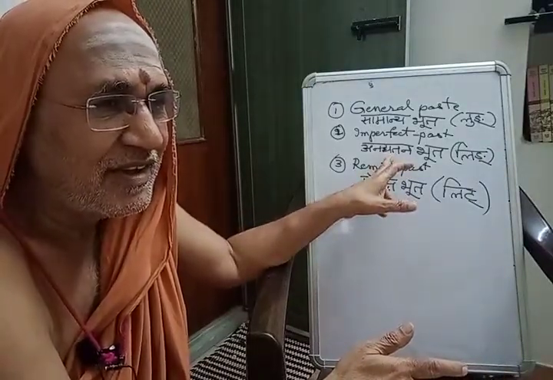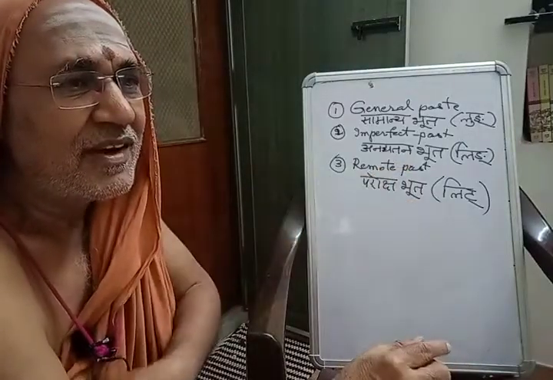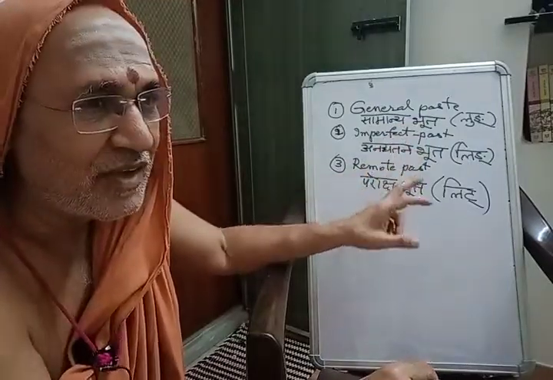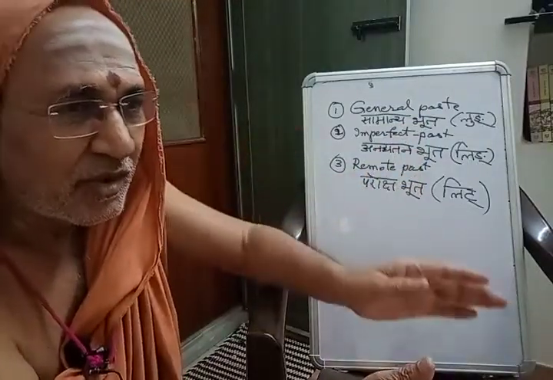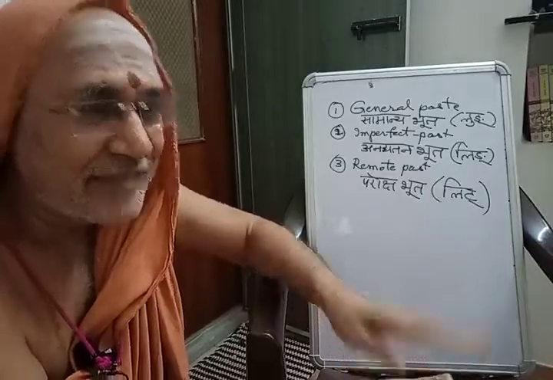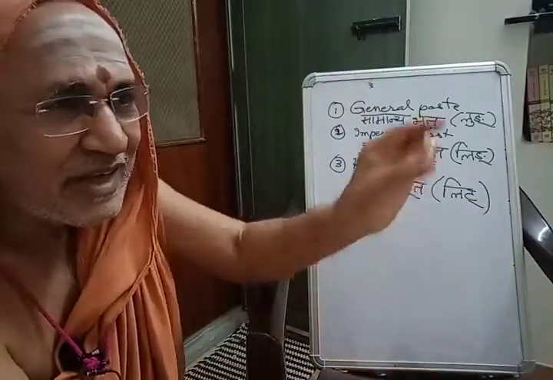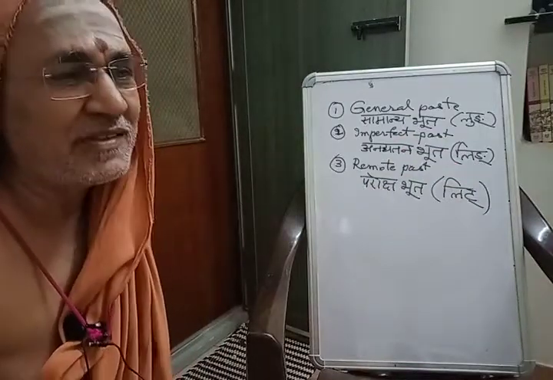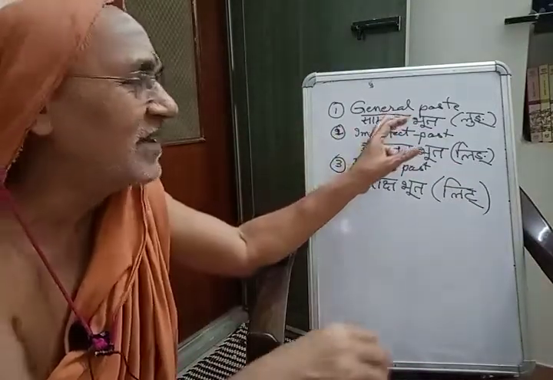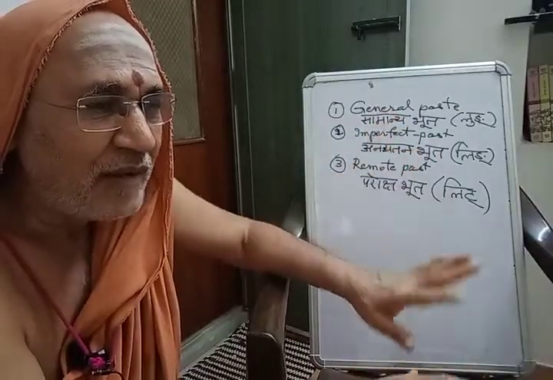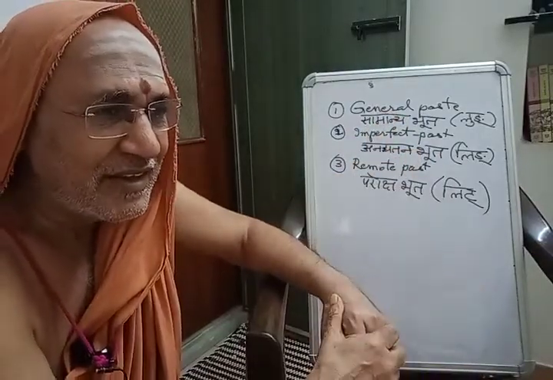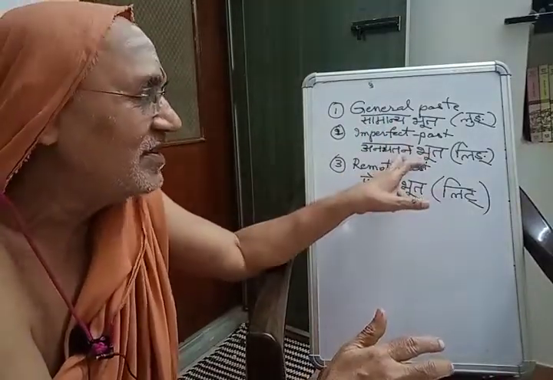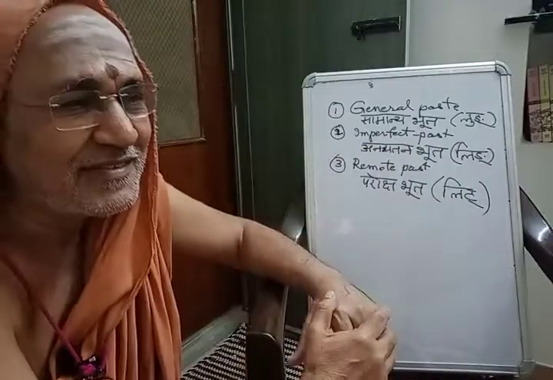In Sanskrit, instead of calling it samanya bhuta, they call it anadyatana bhuta. Anadyatana means completed but not today, something before today. So don't take it literally, before today and all that. The idea is at some time in the past. It is a simple indication of a completion of an action. Samanya bhutakala, as in English, indicates a completion of an action. This indicates at some time in the past.